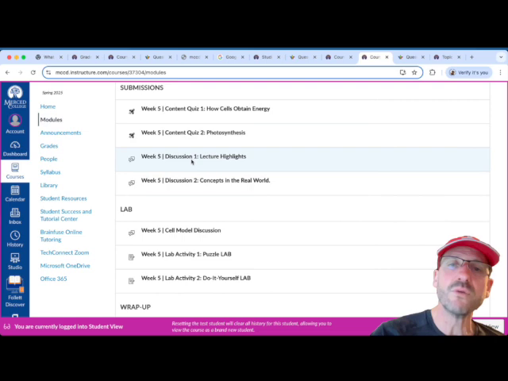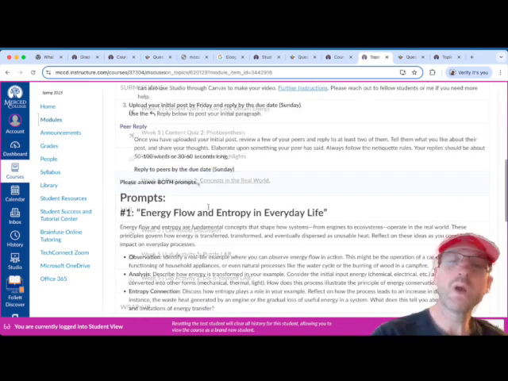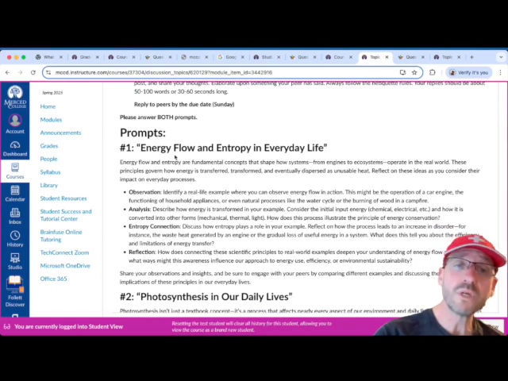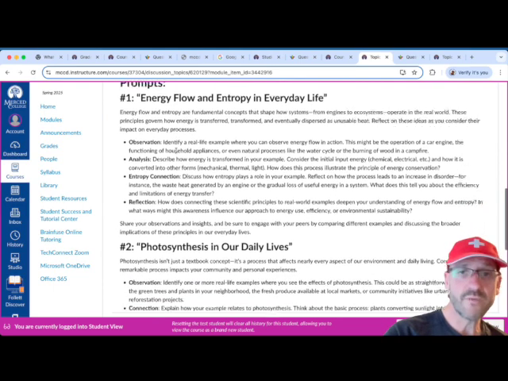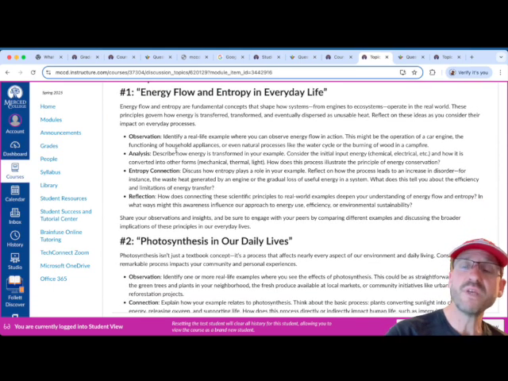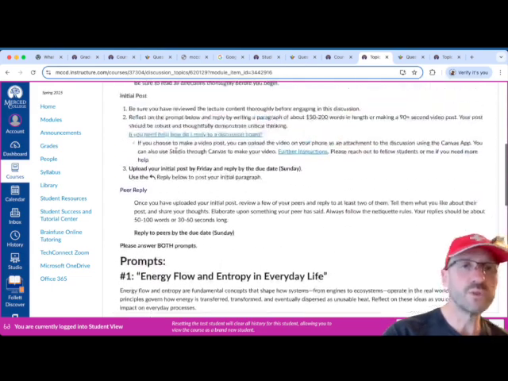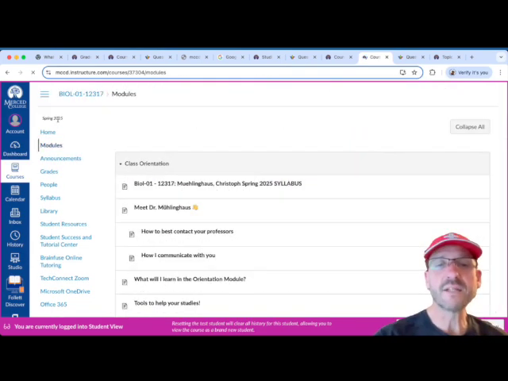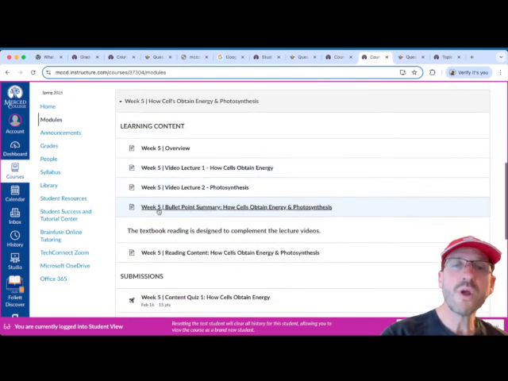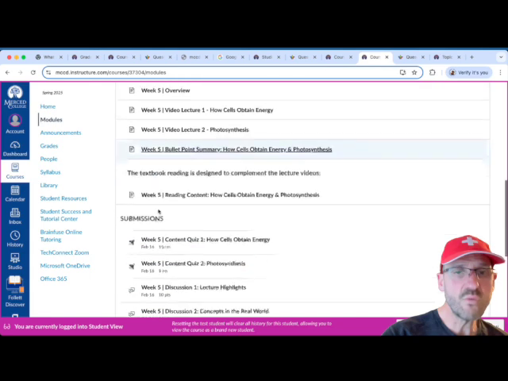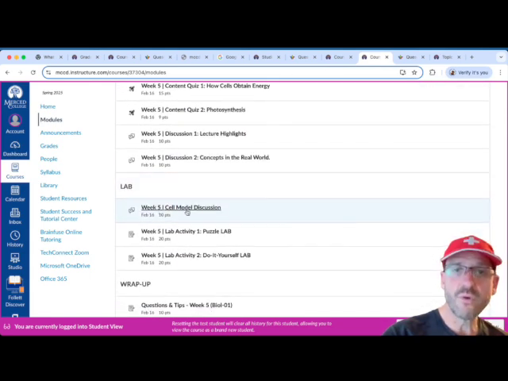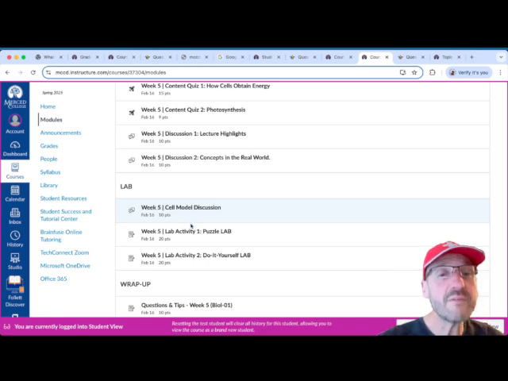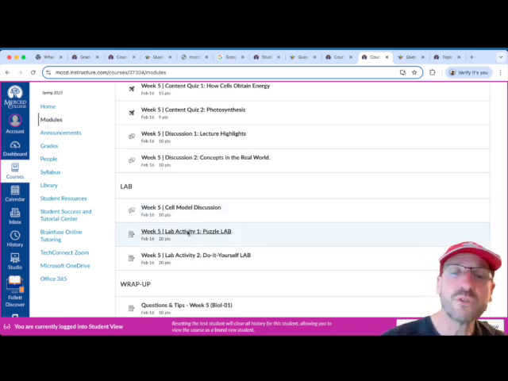We have one where we do the lecture highlights, and then we have one where we do the concepts of the real world. In the concepts of the real world, I have a couple of prompts that I would like you to answer, both of them. We have one on energy flow and entropy in everyday life, and then one observing photosynthesis. That's discussion number 2. And then this week we also have discussion number 3, on the cell model.